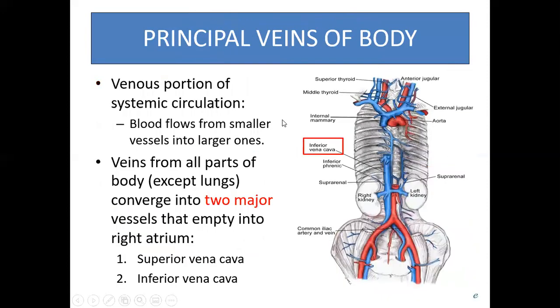Now we're going to proceed with the veins of the body. Just now we have discussed the arterial system of the body. For the venous portion of the systemic circulation, blood flows from the smaller vessels into larger ones. From all parts of the body except the lung, it will converge into two major vessels that will empty into the right atrium. We have the superior vena cava and also the inferior vena cava.